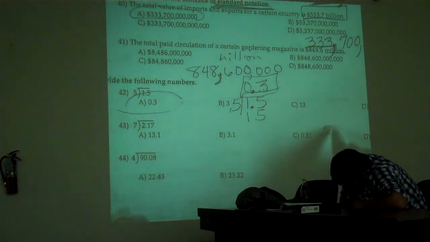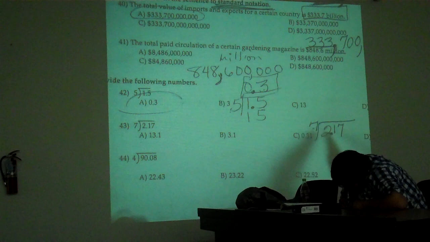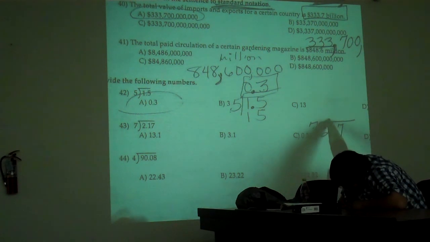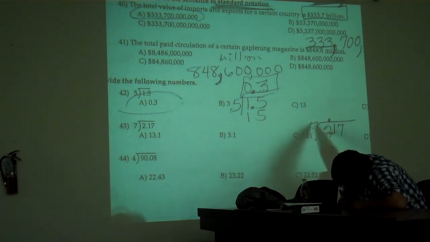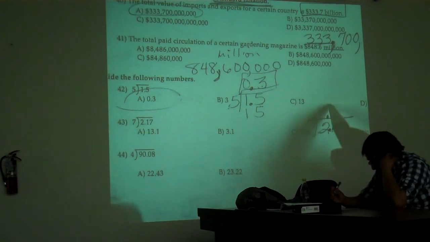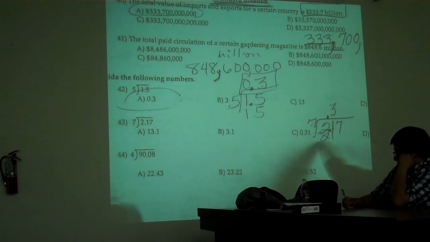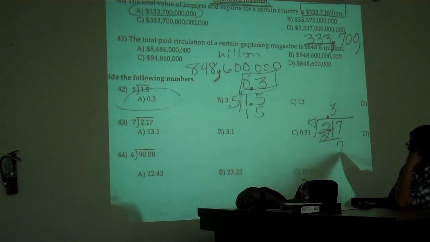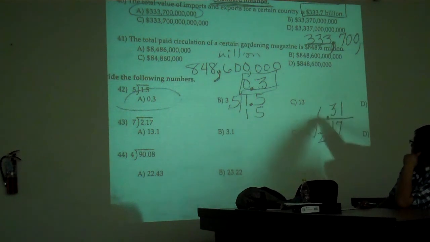No, I'm sorry, 2.17 divided by 7. 7 into 21. Okay, when you bring the decimal up, the 3 will be right above the 1, right? 7 into 21 is 3. Bring the 7 down. 7 into 7 is 1. Make sure you put the 0 in front of your decimal.